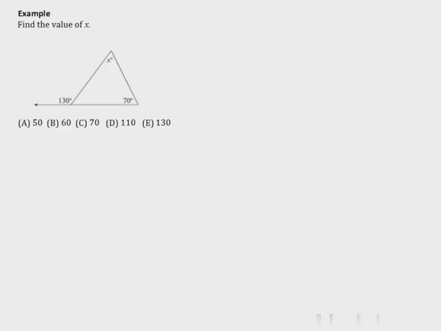Find the value of X. So here we see we have this angle and they've given the exterior angle as 130 degrees. So since this is a straight line, I know that this angle is 50 degrees. Okay, and then I can add the three angles of the triangle and I can get X. So I can add X plus 50 plus 70 equal to 180. That is X plus 120 equal to 180 and X is 60.